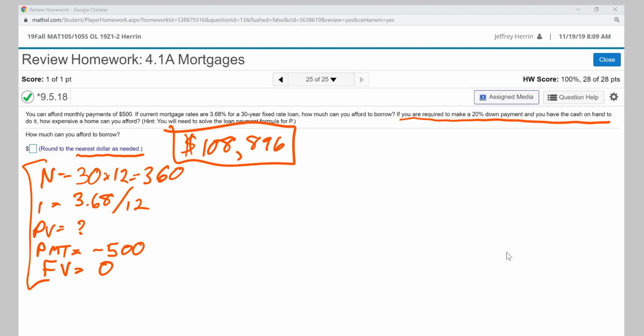So let's look at this. If we take the purchase price times 80%, that'll tell us the mortgage amount. And again, that's because the down payment will be the purchase price times 20%.